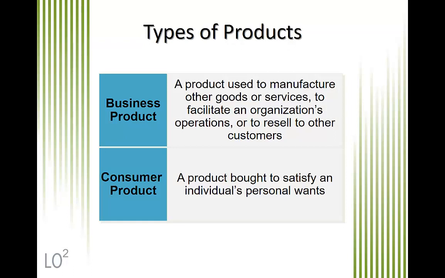Products can be classified as either business or industrial products, or consumer products. The classification as a business or consumer product depends on the buyer's intentions. First, a business product is a product used to manufacture other goods or services, to facilitate an organization's operations, or to resell to other customers. But consumer products are products bought to satisfy an individual's personal wants.